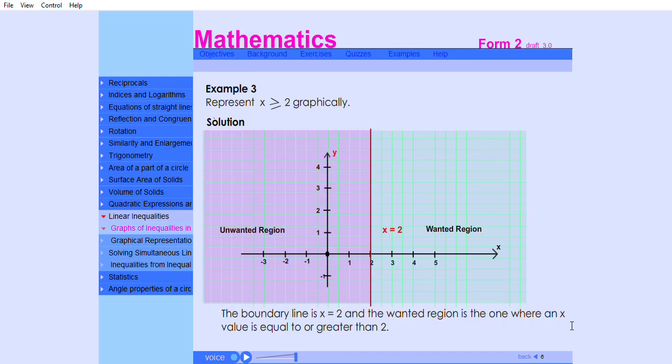Example 3. Represent x ≥ 2 graphically. Solution. The boundary line is x = 2 and the wanted region is the one where an x value is equal to or greater than 2.